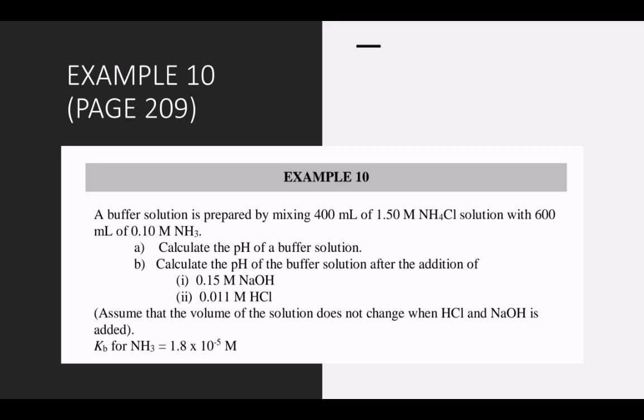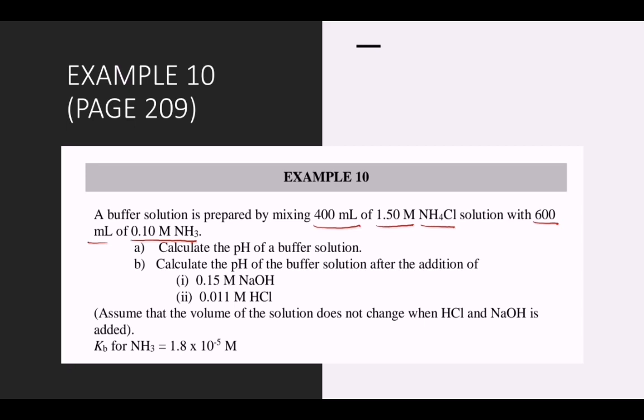Now let's look at example 10. This is on page 209. A buffer solution is prepared by mixing 400 ml of 1.5 molar NH4Cl solution with 600 ml of 0.1 molar NH3. For question A, you have to calculate the pH of the buffer solution.